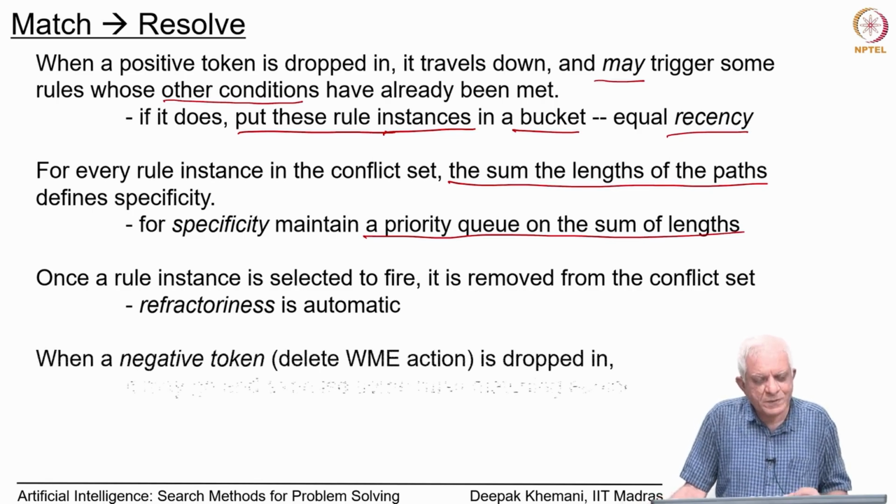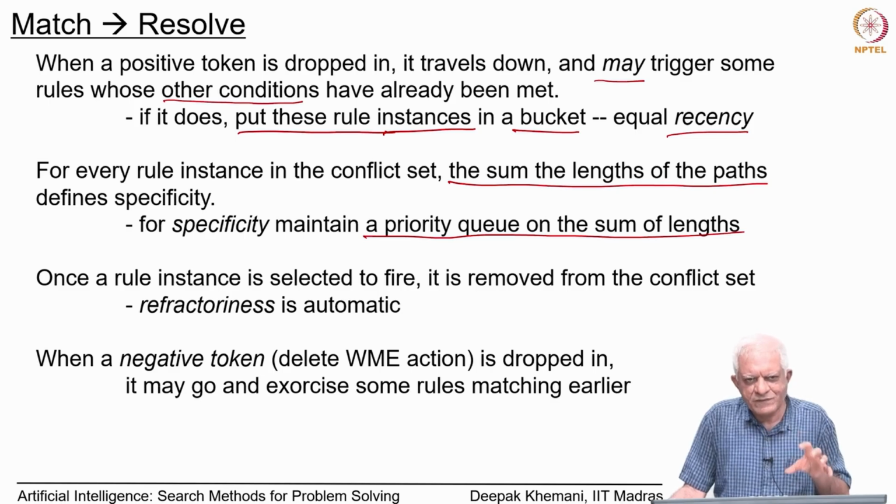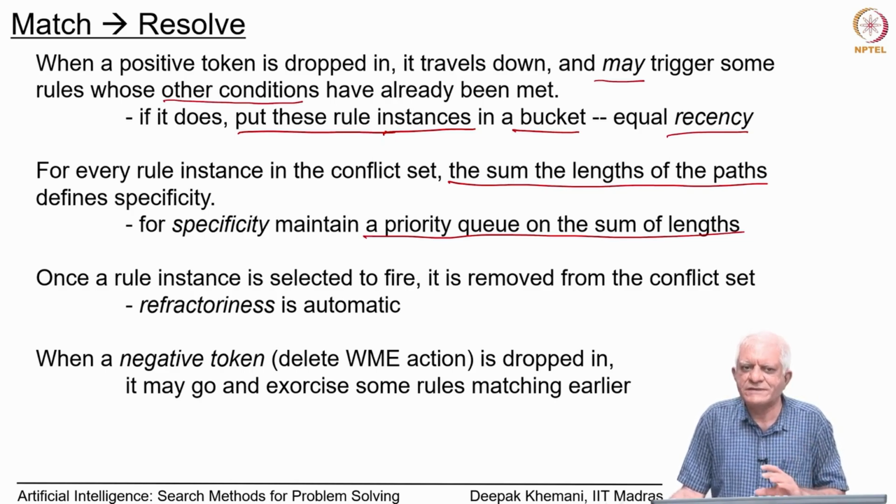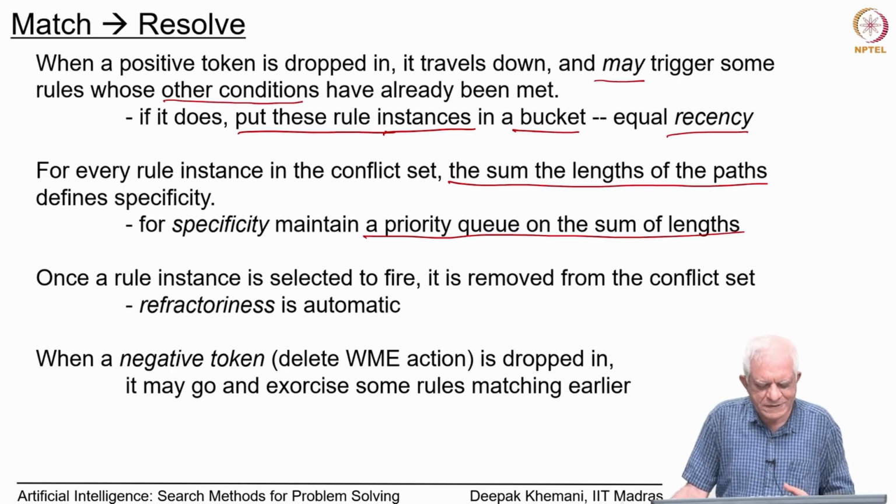Then, what about negative tokens? Remember that a negative token is generated whenever the action part of a rule says remove this working memory element or delete this working memory element, and delete or remove is also part of modify. If you want to modify a working memory element, it is equivalent to saying remove the old element and replace it with a new one. So, remove is the negative token which is generated either by the remove action or the delete action, depending on what you want to call it, or by the modify action, essentially.